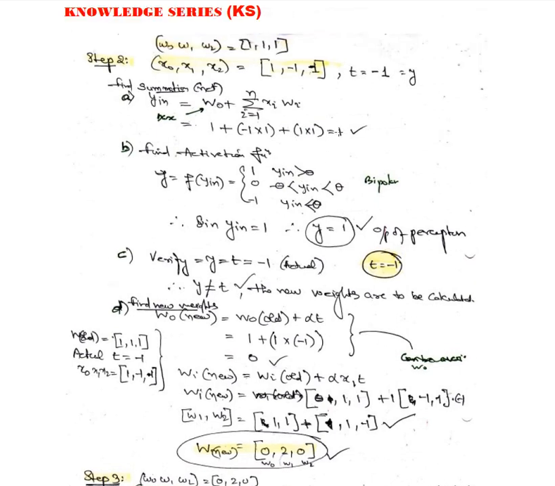Now this is +1. So what is +1? +1 is this one, y in greater than theta. So based on these activation functions triggering, we get output y as 1. But what is our target? -1. So automatically what is going to happen? This condition didn't satisfy, so it will go for the new weight adjustment.